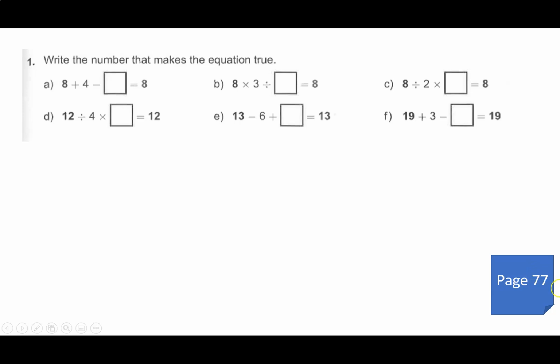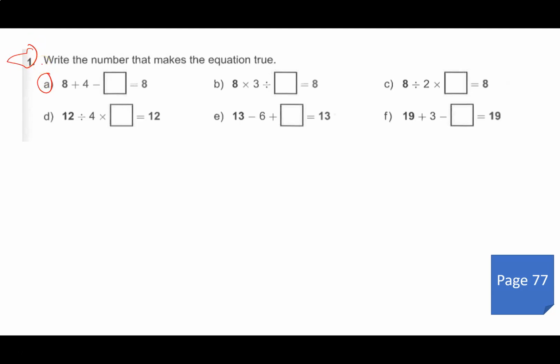I would like you to turn to page 77 in your Jump Math 6.2. We are going to be going through some questions together. Please make sure you watch the whole video because I will be crossing out some questions that you do not need to do. Let's start with question 1A.